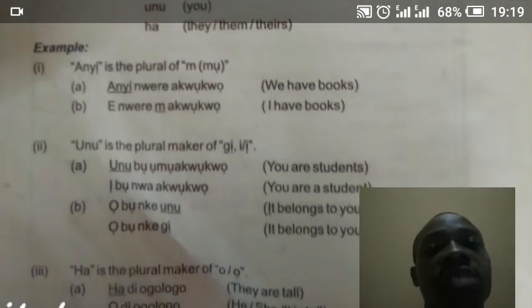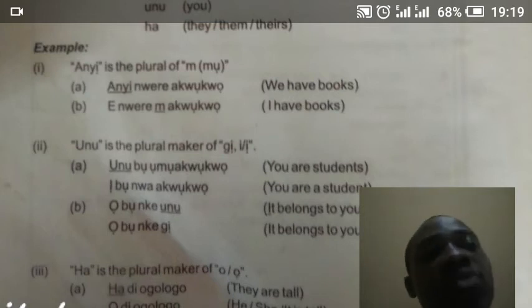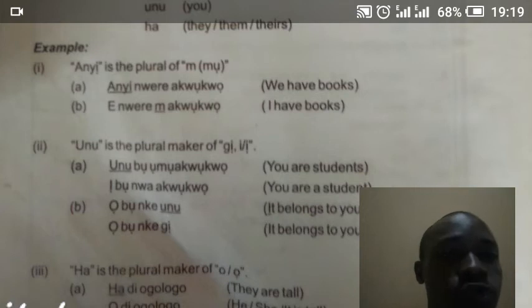So you have the examples here. Anyị is the plural of mu. Anyị is the plural of what? Mu. So mu is singular to what? Anyị. Let's make a sentence. Anyị nwere akwụkwọ. We have books. The next one. Enwere m akwụkwọ. I have a book. So this is singular, while anyị is plural.